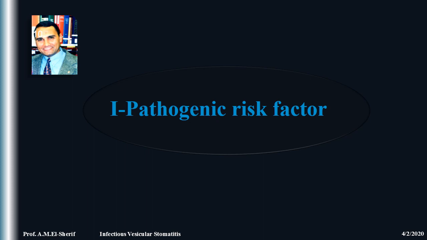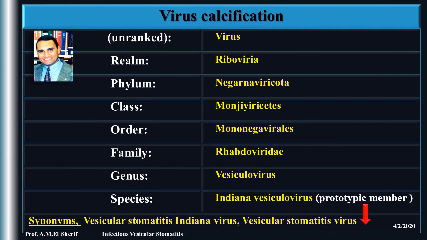Pathogenic risk factor for infectious vesicular stomatitis. Virus classification: it is a virus of phylum Negarnaviricota, class Monjiviricetes, order Mononegavirales, family Rhabdoviridae, genus Vesiculovirus, and the species is Indiana vesiculovirus. It is a prototypic member. It has some synonyms such as vesicular stomatitis Indiana virus and vesicular stomatitis virus.